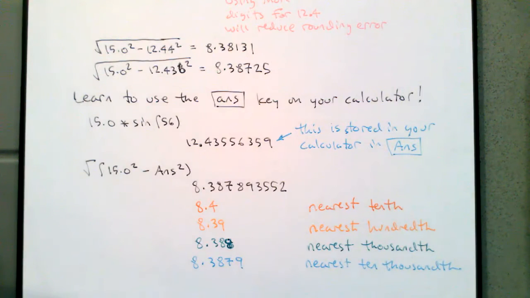Sometimes we won't get to use purely unrounded information, just the given information. Sometimes we'll have to use rounded information, in which case we'll have to use our best practice, which is use more digits to avoid rounding.